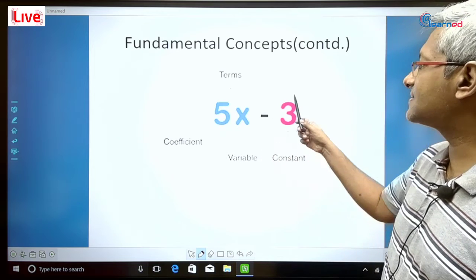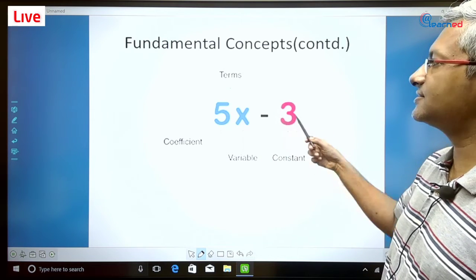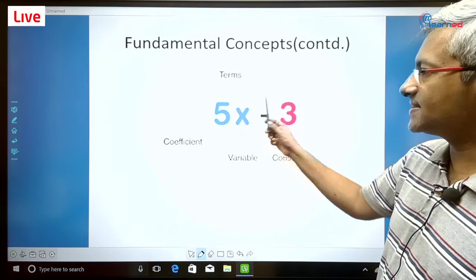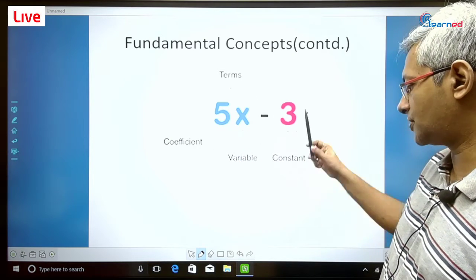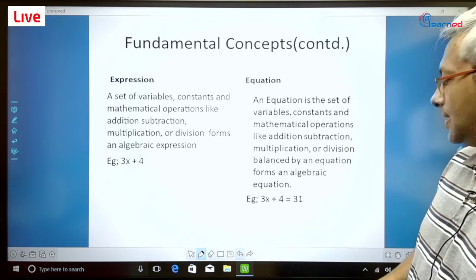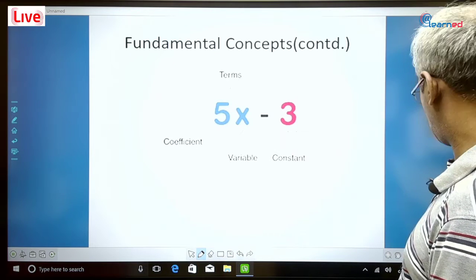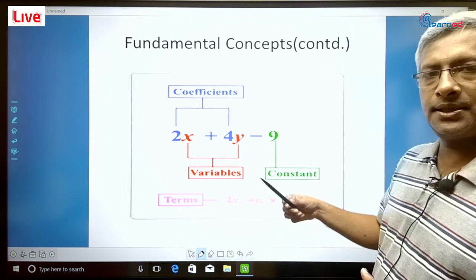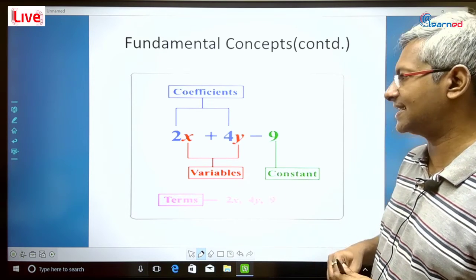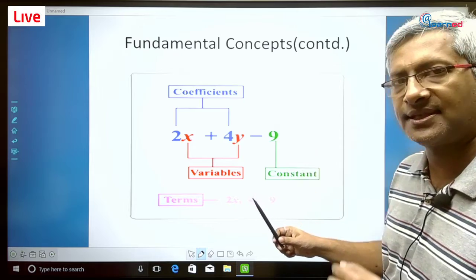And this is one coefficient, one variable, and one constant. Okay. So go on. Here again we will see what is a coefficient. We will try to understand that. What is a term, we will try to understand.